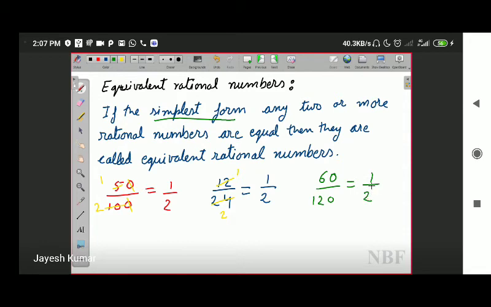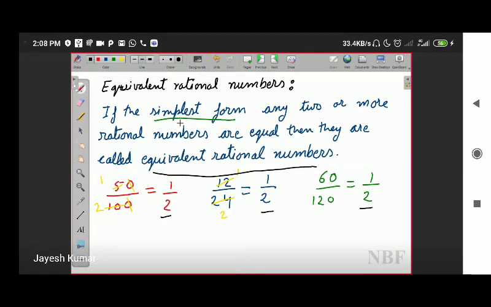So what is happening is the simplest form of 50 upon 100 is 1 upon 2. Simplest form of 12 upon 24 is 1 upon 2. Simplest form of 60 upon 120 again 1 upon 2. So the simplest form of all these three numbers are the same. Thus, they are equivalent rational numbers. Okay. So I guess you understand the meaning of simplest form as well. So these are equivalent rational numbers.